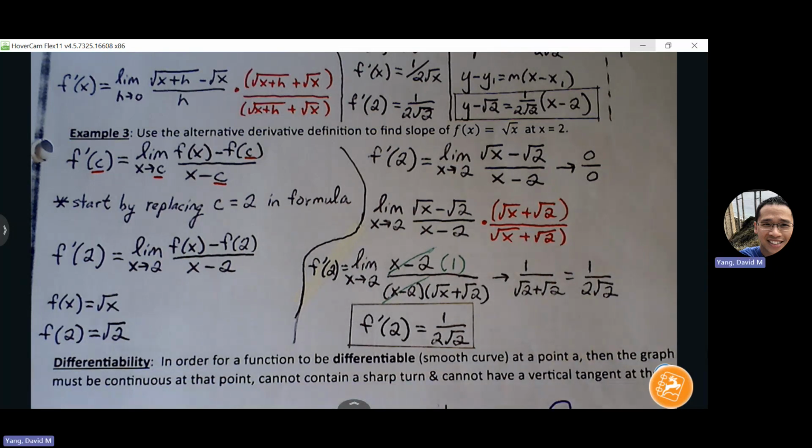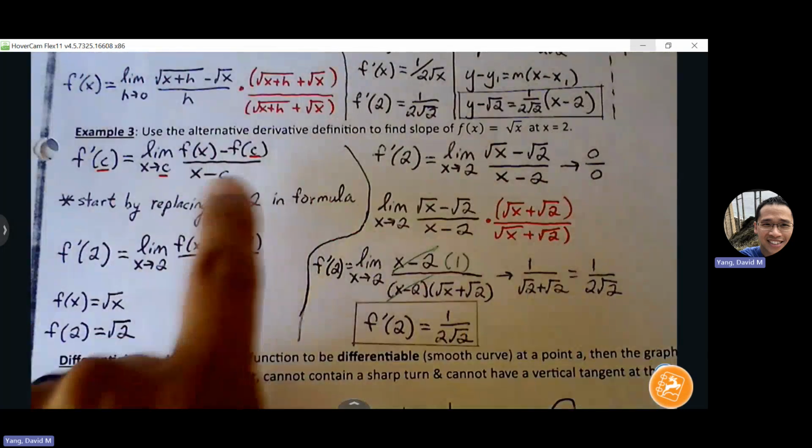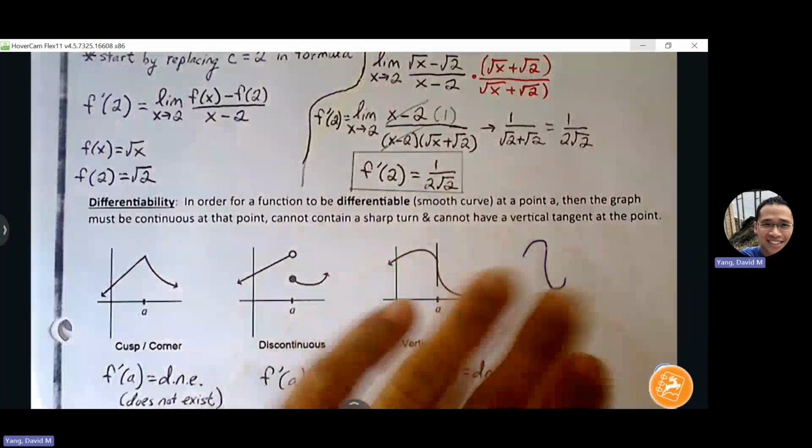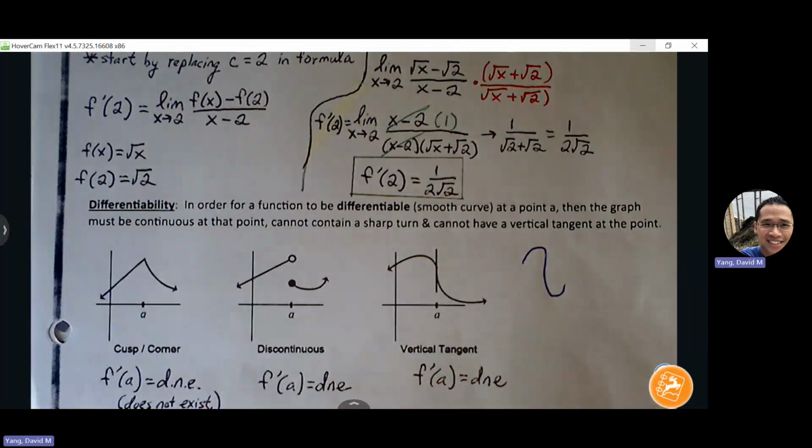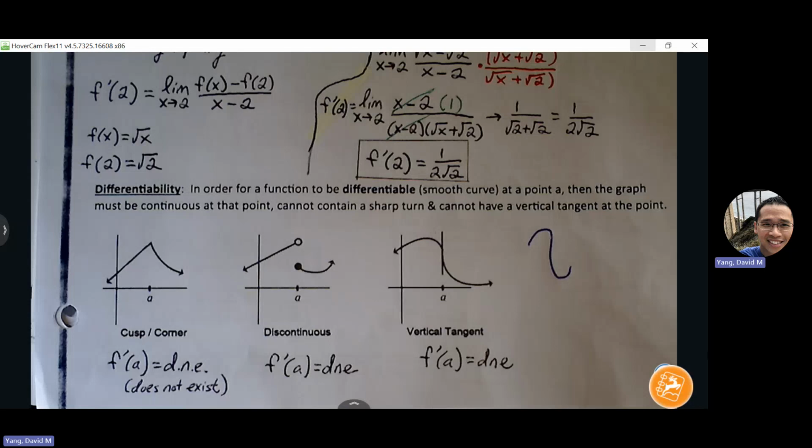Okay, let me go through some vocabulary here and then we'll do some more practice with the general definition. Okay, so differentiability. In order for a function to be differentiable, differentiable just means that a derivative or a slope is able to be found. So visually, what differentiable looks like is a smooth curve. So if I can see a smooth curve in front of me, that means the slope can exist at every point on that curve. Okay, so that's what differentiable means.